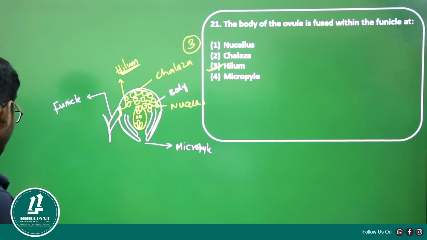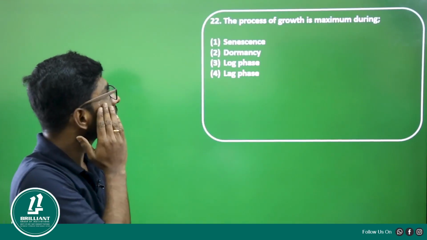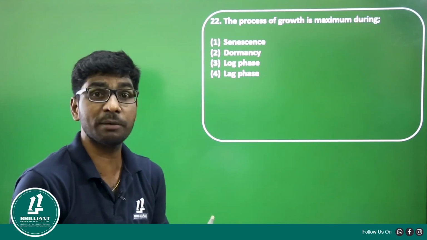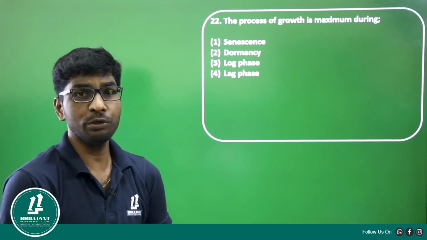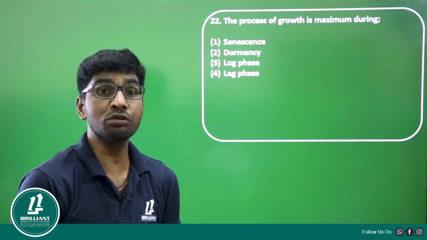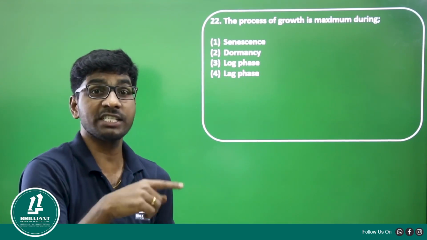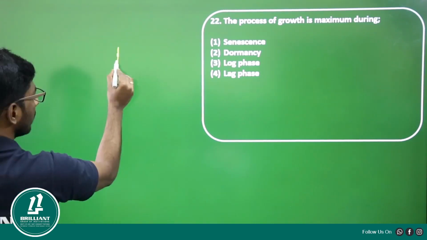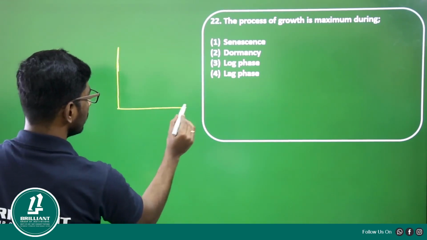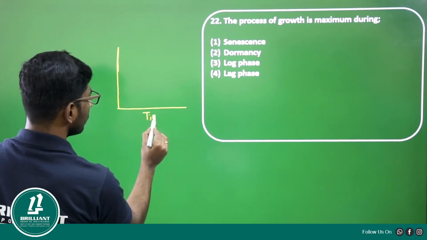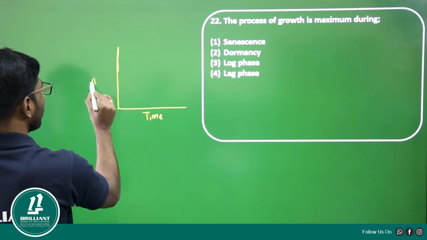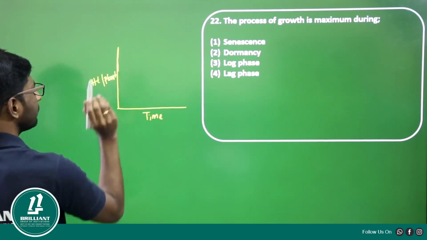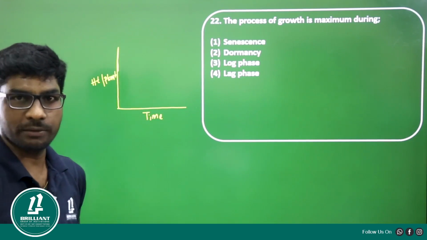Look at question number 22. They are asking, the process of growth is maximum during which phase? If you remember geometric growth, it is a sigmoidal curve, right? So look here, the sigmoidal curve. In this graph, this is time, and here is the height of a plant.